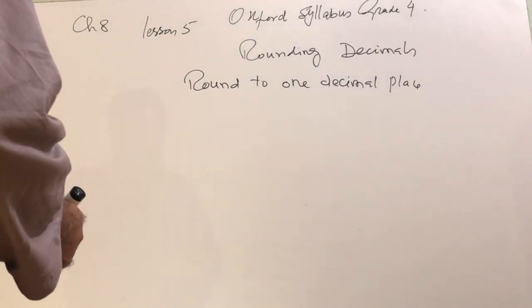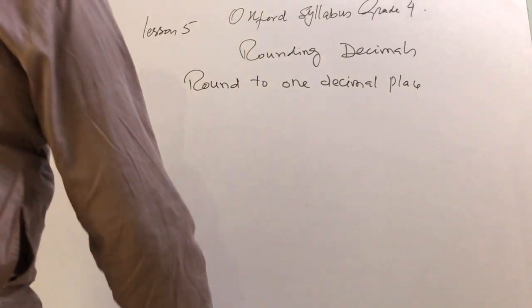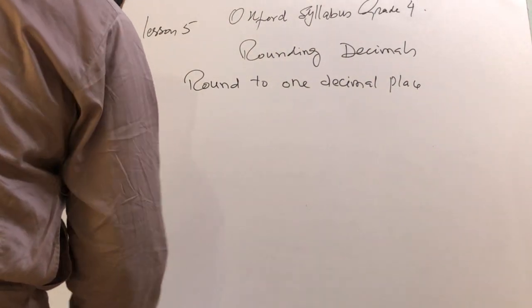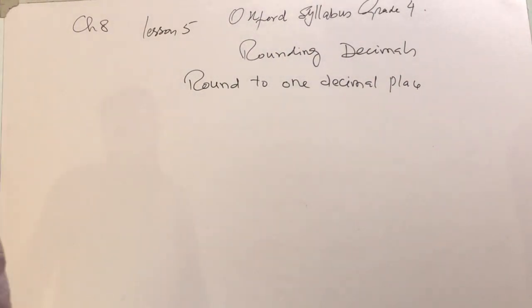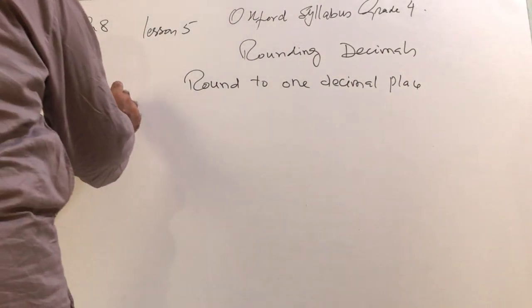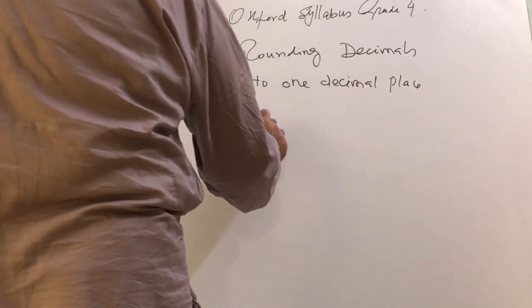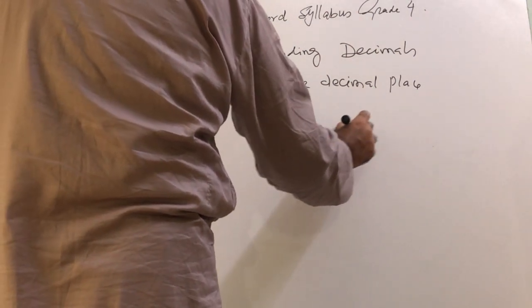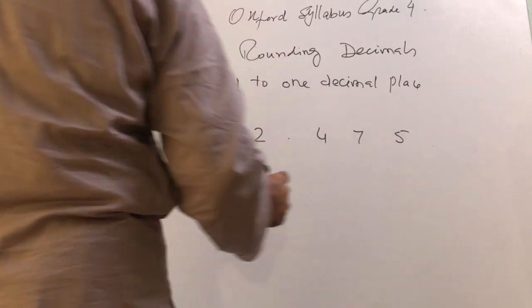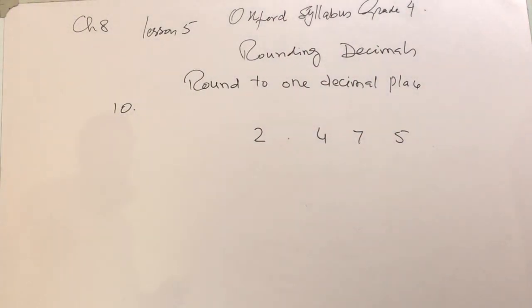Now we are on page number 178, then 179. Now we are talking about two decimal places. Number 10 says on page number 179, round 2.475 to two decimal places.